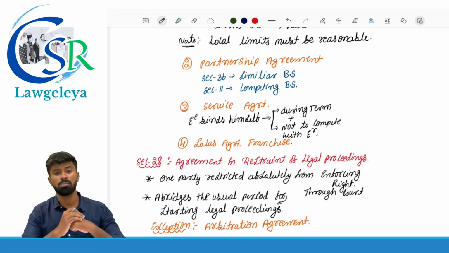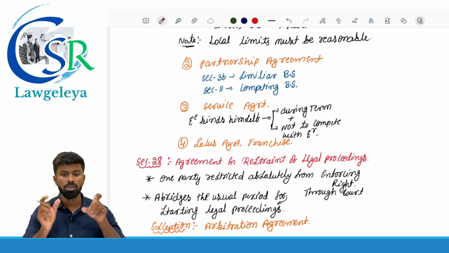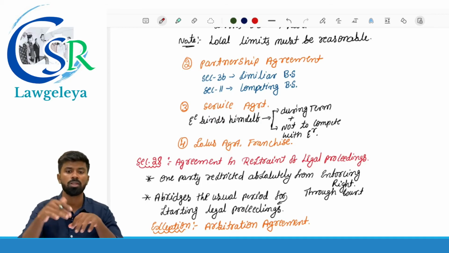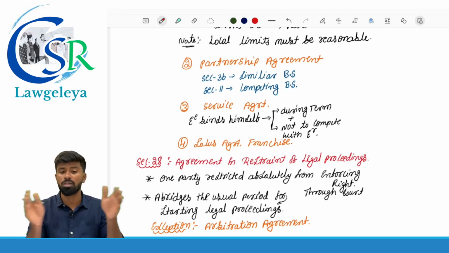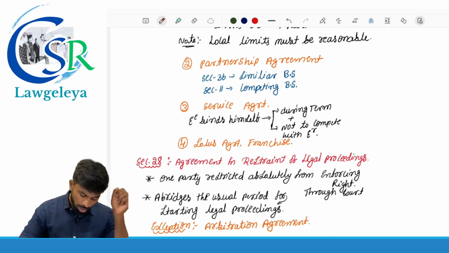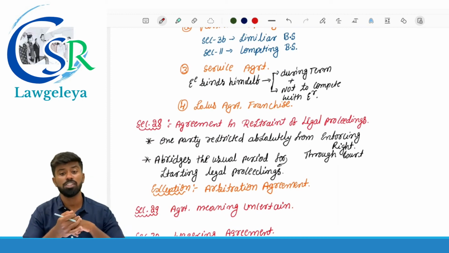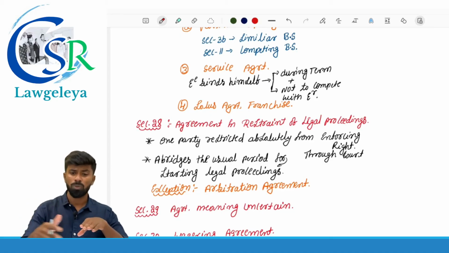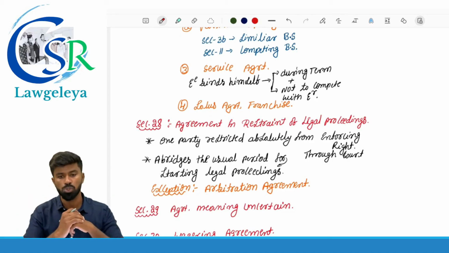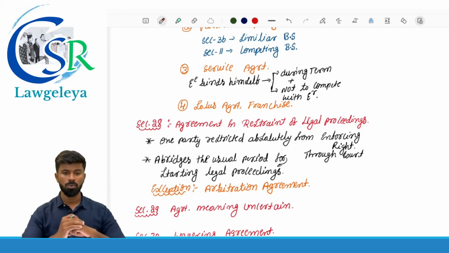Next one, service agreement, where an employee binds himself during the term that he will not compete with the employer or not work anywhere else. Is the agreement valid? Yes, it is valid, even though it is restraining a person from carrying on a lawful business, profession or trade. Last one, solus agreement or franchisee agreement. The person who is giving the franchise may restrain the person who is buying the franchise from dealing with any other goods. Is that agreement valid? Yes, it is valid.